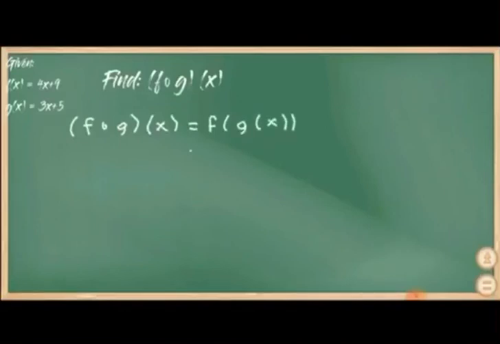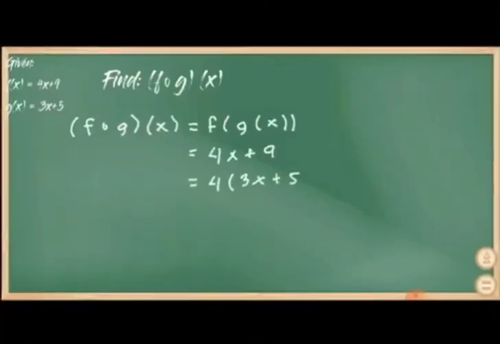Then we're going to write f circle g of x equals f of g of x. The f here will become 4 times, plus 9. And then next, you are going to copy 4 and for g you're going to put here 3x plus 5. Close parentheses. And we're going to copy plus 9.